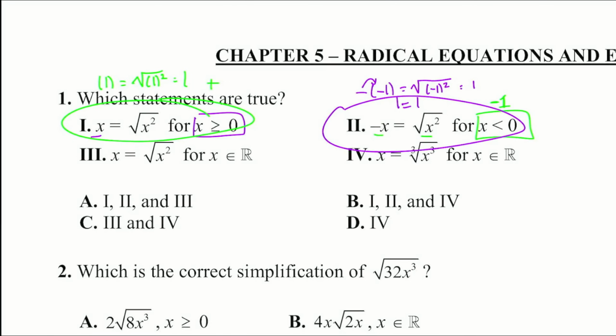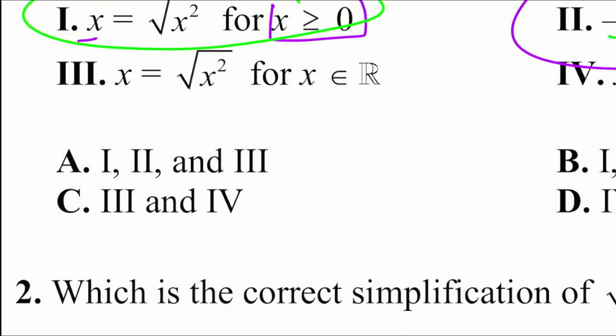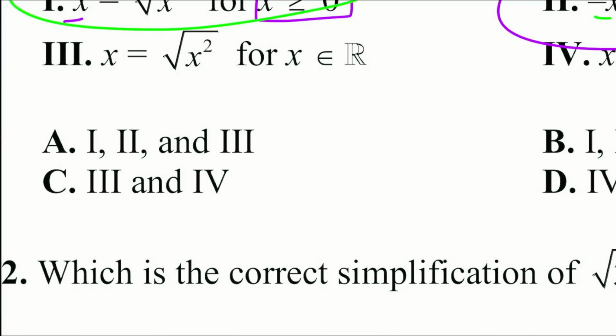So far 1 and 2 are true. Now let's take a look at this. X equals the square root of x squared for any number where x is an element of the reals. So any number. I'm going to try a negative and a positive number here. Let's try negative 1. Let's plug in negative 1. Does that equal the square root of negative 1 squared?